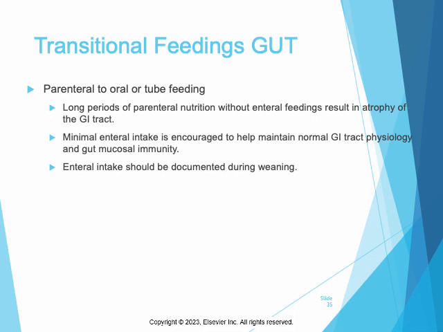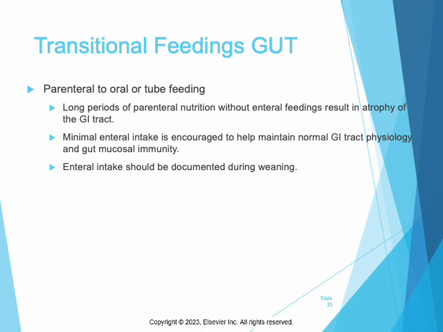Long periods of parenteral nutrition without enteral feedings can also result in atrophy of the GI tract. And if it's not contraindicated, minimal enteral intakes like sips of fruit juices will help to maintain normal GI tract physiology and gut mucosal immunity. However, it has to be recommended and regulated by the healthcare provider.